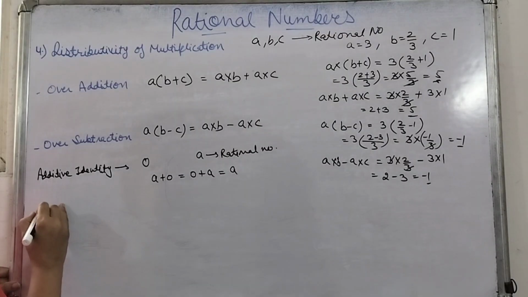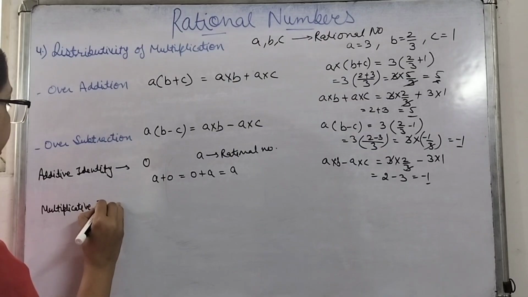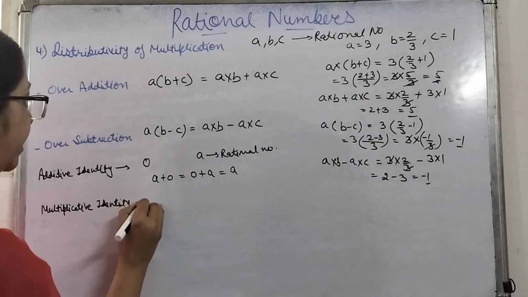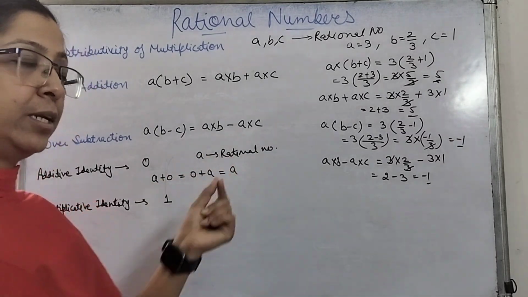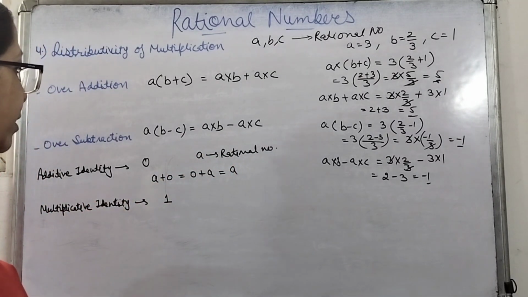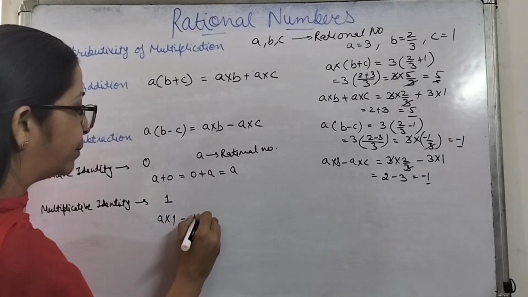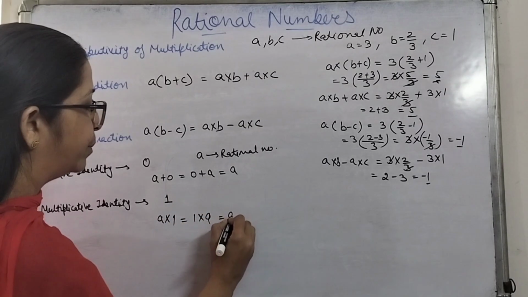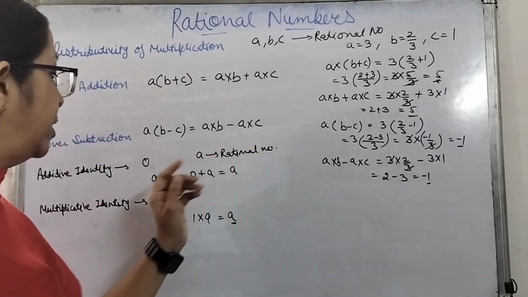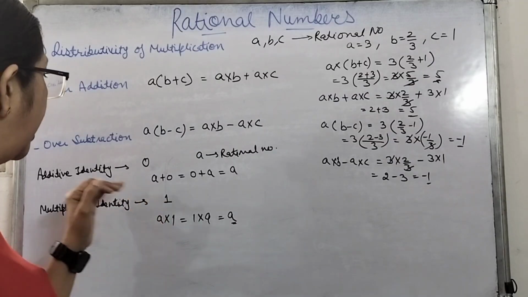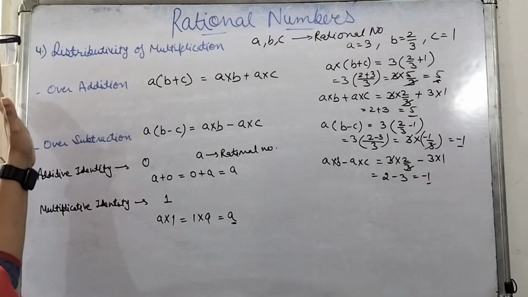Similarly, what is multiplicative identity? Multiplicative identity for any rational number will be 1. Again, we are assuming that A is any rational number. Why is multiplicative identity 1? Because if we multiply A by 1 or multiply 1 by A, the result will be the number itself, that is A. That's the reason for every rational number, the multiplicative identity will be 1 and the additive identity will be 0. These are the properties of rational numbers.